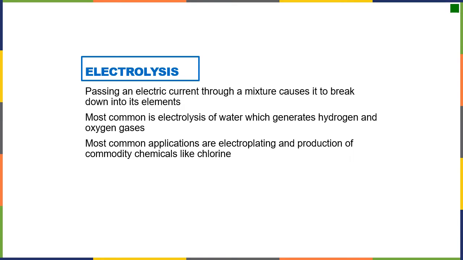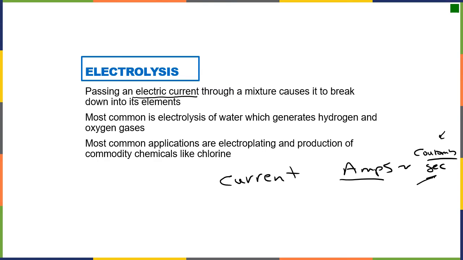All right, let's look at electrolysis. Electrolysis is the process of passing an electric current through a mixture that causes it to break down. With current, we are looking at units of amps, and we really need to understand that an amp, in terms of its units, is a coulomb per second.